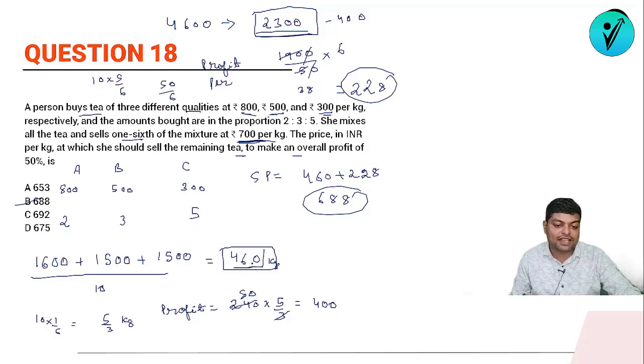So the cost price is coming as 460. Now what we have done, total out of 10 kgs of mixture, हमने क्या किया? We have sold 1/6 of it. 10 kgs का हमने 1/6 sold किया at the selling price of 700. So when I'm selling it for 700, what is the value of the profit that I'll be making? 460 was the cost price, means per kg the profit amount is 240.